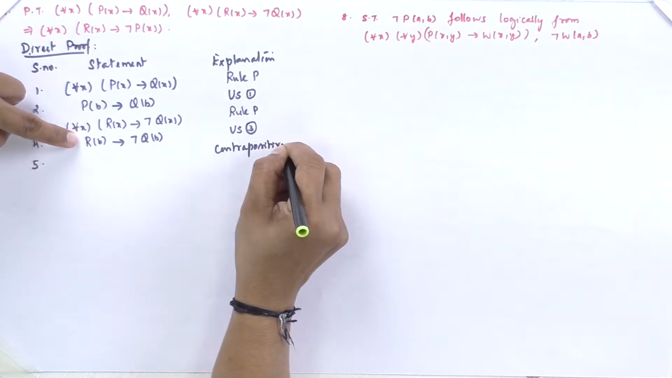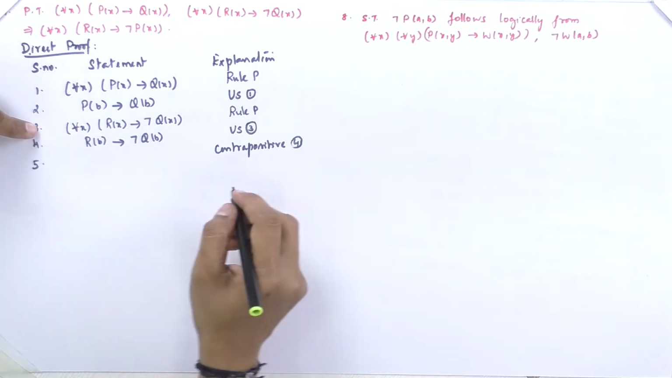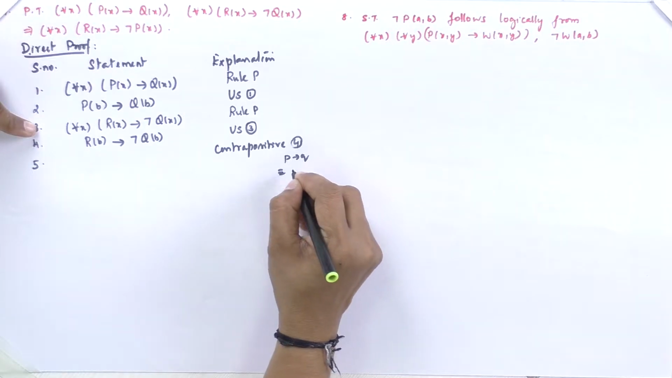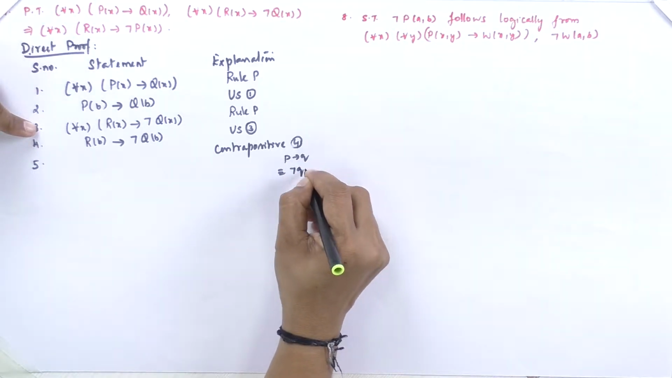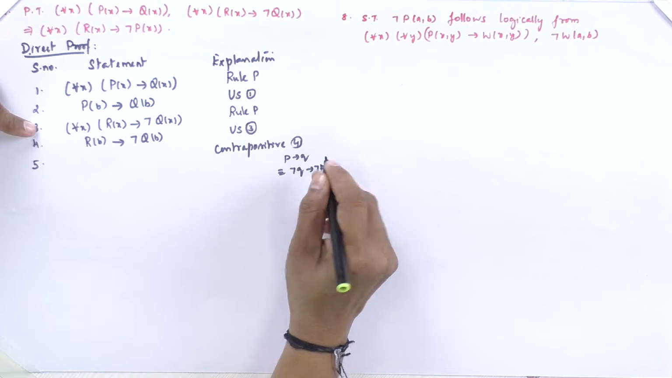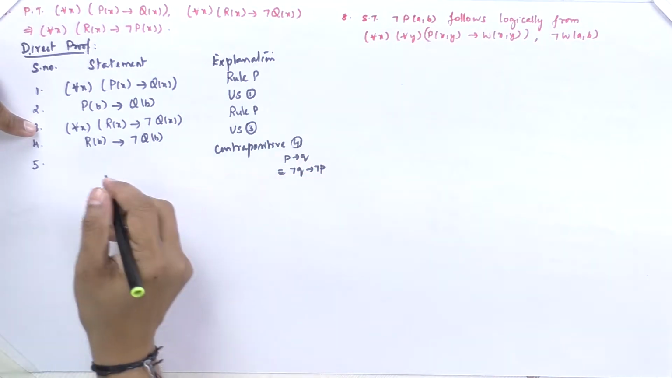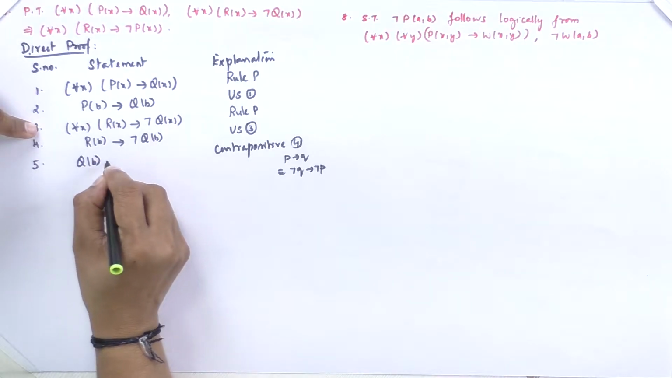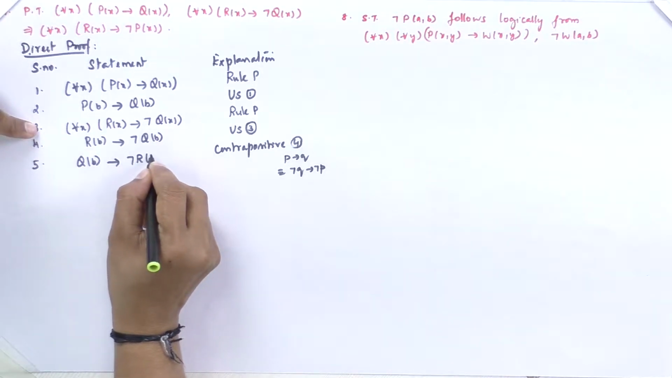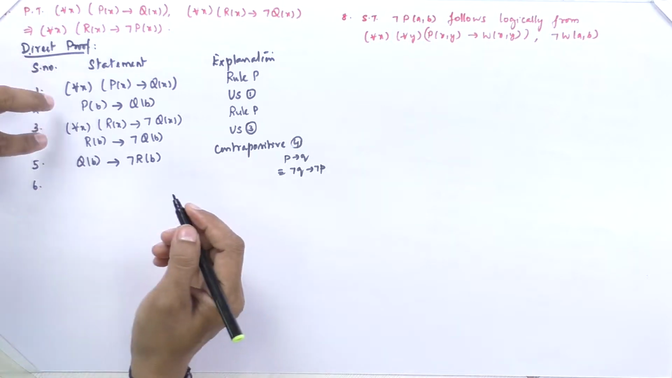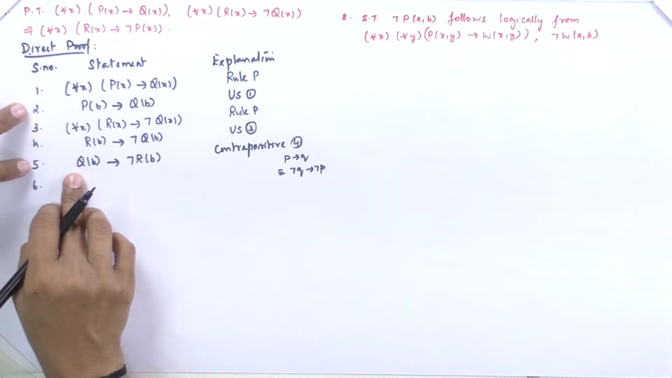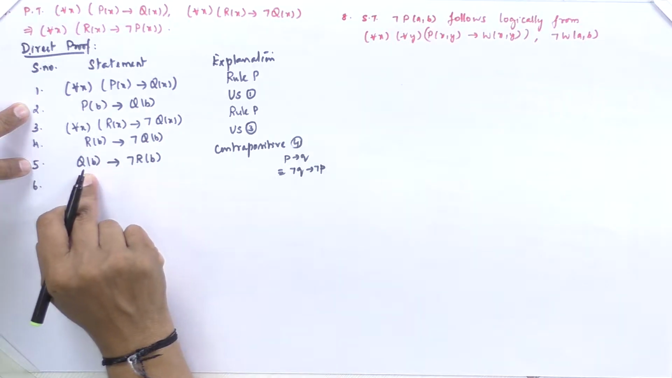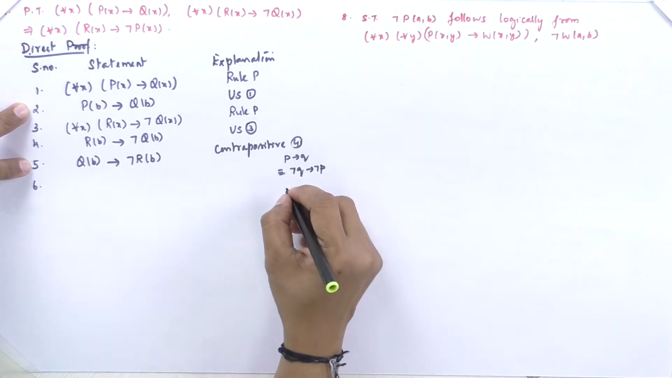Contrapositive on 4. So contrapositive means what? Whenever I have p conditional q, contrapositive says that the direction as well as the sign will be changed: negation q conditional negation p. So here it will be q of b conditional negation r of b. For these two steps, can I apply the chain rule now? See here, this statement ends with q of b and this statement starts with q of b. So what is the chain rule here?